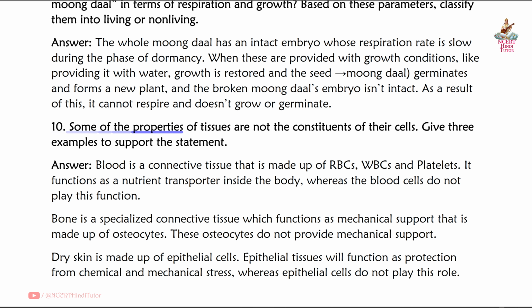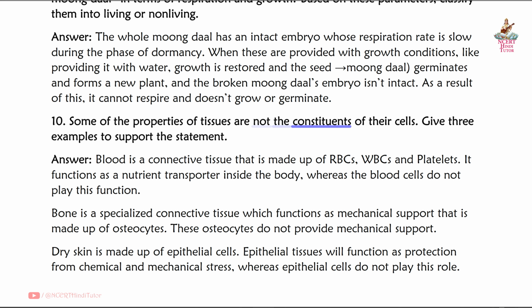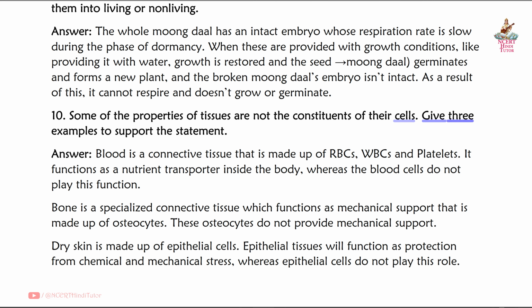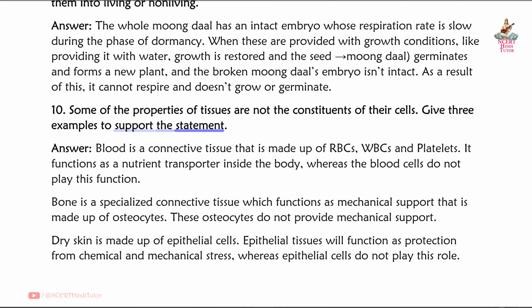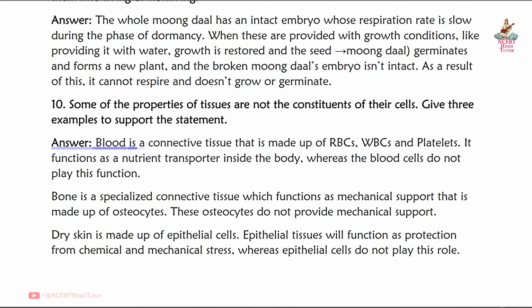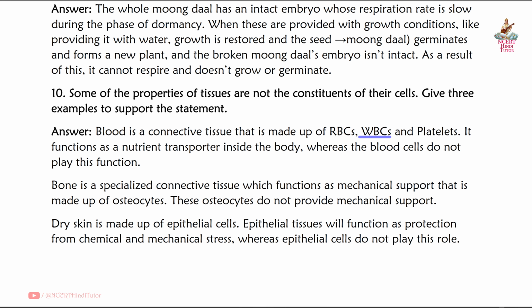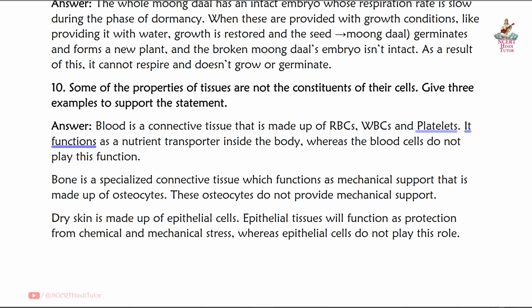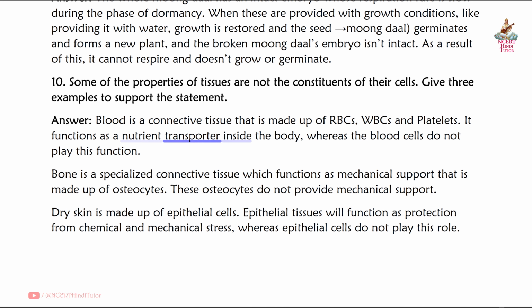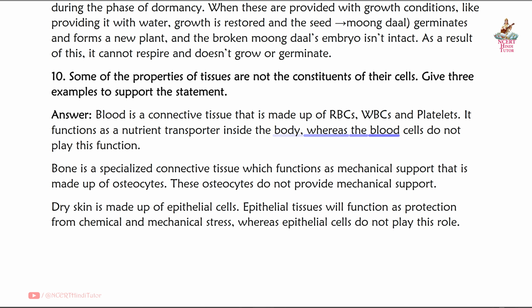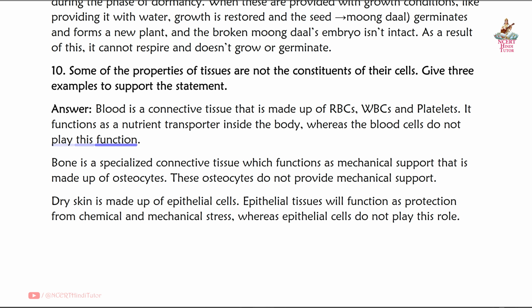10. Some of the properties of tissues are not the constituents of their cells. Give 3 examples to support the statement. Answer: blood is a connective tissue that is made up of RBCs, WBCs, and platelets. It functions as a nutrient transporter inside the body, whereas the blood cells do not play this function.